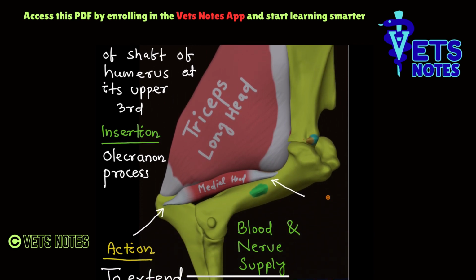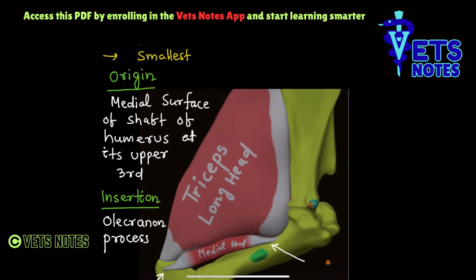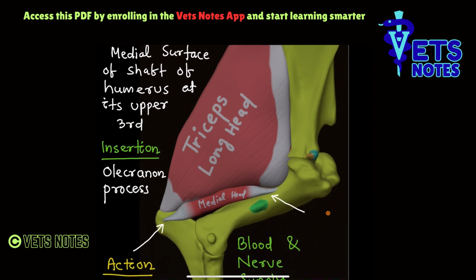So it is found on the medial aspect of the arm region. This is the medial head. Then what is the origin point? Medial surface of the septum of the humerus at its upper third. Okay. So this is the medial surface. This is the septum. Okay. And the medial surface. So the upper third is the origin point.